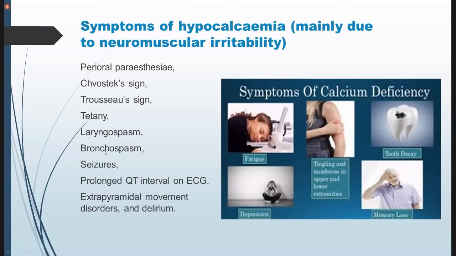So the laryngospasm and bronchospasm as well as tetany are hypocalcemic emergencies. The patient lands in the emergency, the patient sometimes has to be intubated, and a tracheostomy has to be done. Whereas the Chvostek sign and Trousseau sign are in the moderate range of hypocalcemia, when you can pick up the early signs of hypocalcemia and treat the patient.